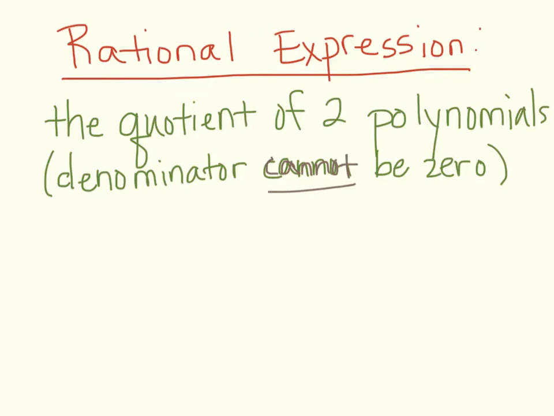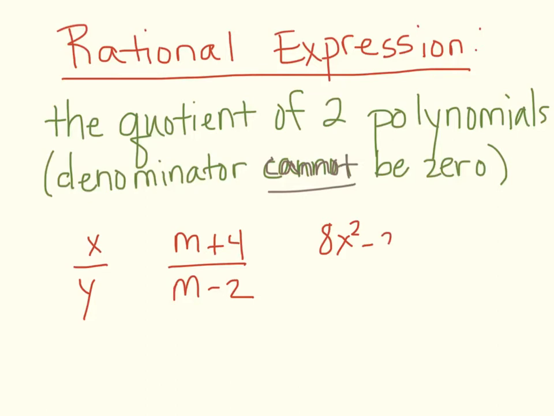So let's look at a few. For example, x over y, that's a rational expression. It's a polynomial over a polynomial, or a monomial over a monomial. M plus 4 over m minus 2 is actually a rational expression. It's a polynomial over a polynomial. And they can even get so complicated that they would look similar to this. These are all polynomial expressions, or rational expressions.